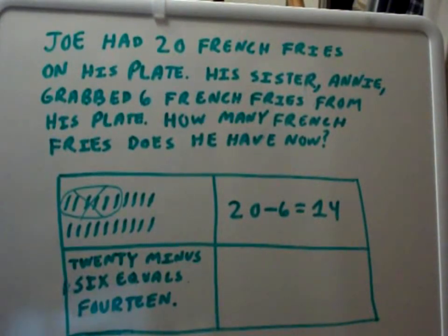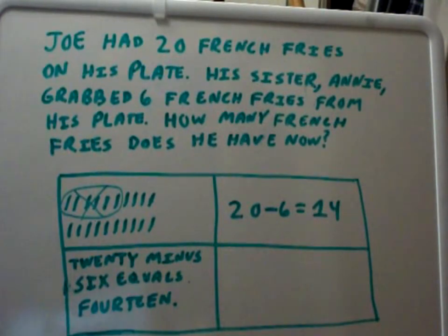Now, let's presume that Joe is the older brother here. So his younger sister has just grabbed 6 French fries from his plate, and she's not very old. She doesn't need 6 French fries. Maybe a couple, but not 6. But anyway, what are these 4 boxes down here?